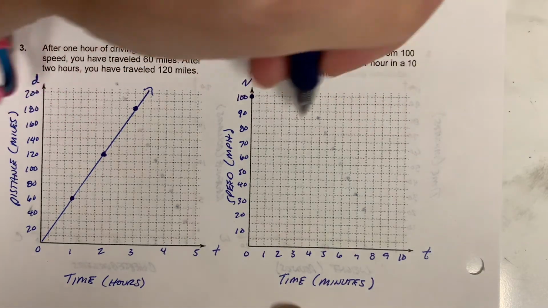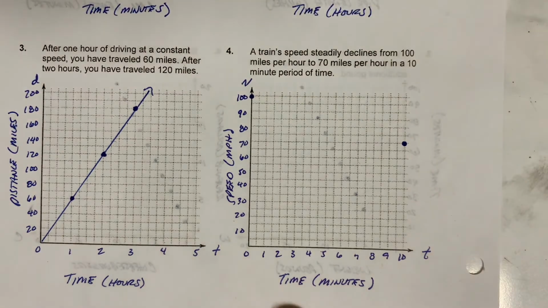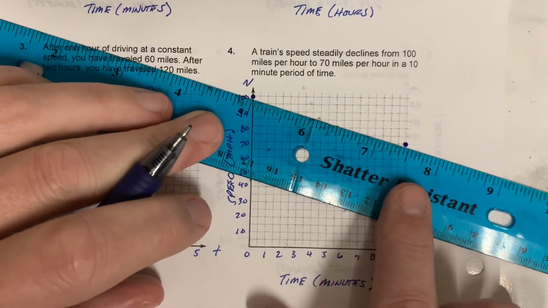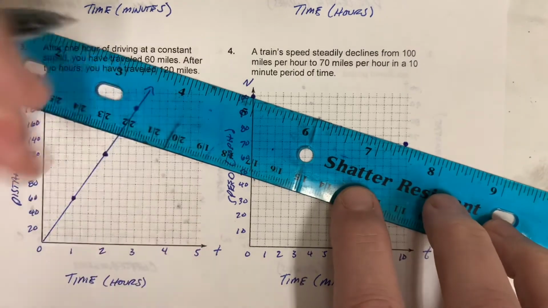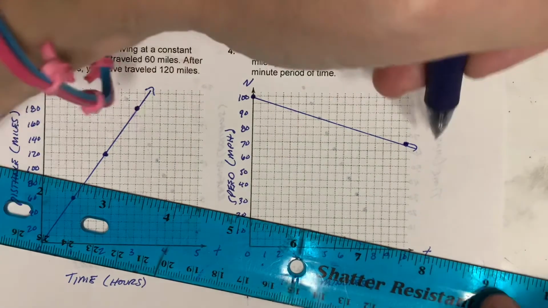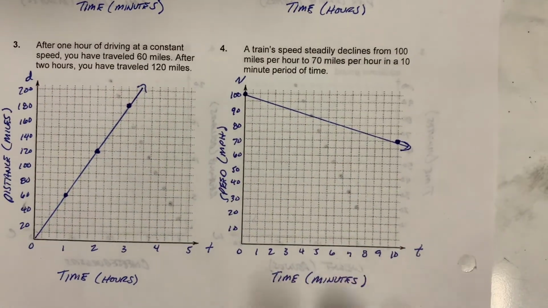So after 10 minutes, it's going to go all the way down to 70 right here. And so if it decelerates at a constant rate, we can do a little extrapolation from that. And there is our graph for that continuous linear function.